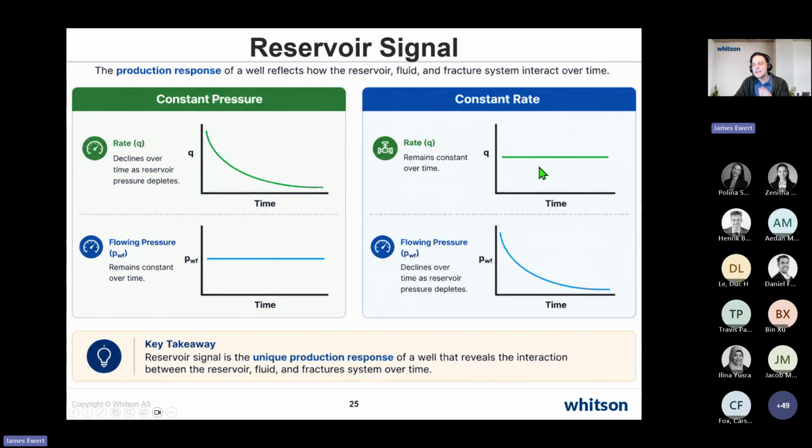Now, conversely, I take my rate, I hold it constant for a short amount of time. My pressure is going to act similarly. I'm going to have a P1, a P2, and a slope of this curve. And once again, that has the information that I care very much about in order to understand the well system that I'm looking at.